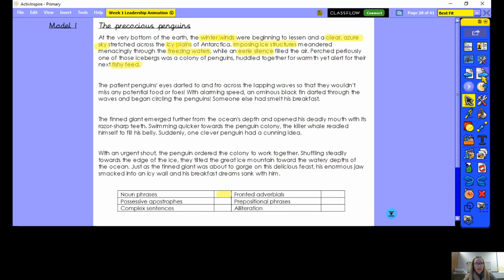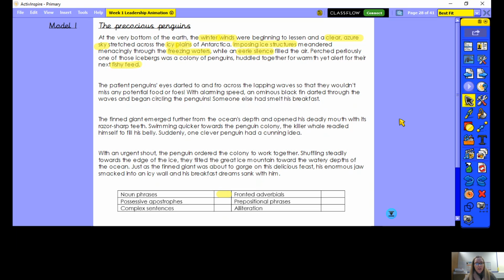So here you can see our model of excellence that we've started looking at to find the noun phrases. If you have a copy of this printed off, pause the video and get that ready for you now so we can start looking at other features in this piece of writing. With your highlighters, see if you can find any of the other features at the bottom in the text. We're going to look for fronted adverbials, possessive apostrophes, complex sentences, prepositional phrases and alliteration.